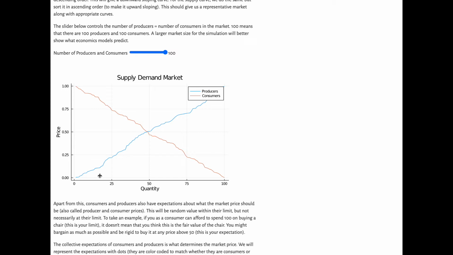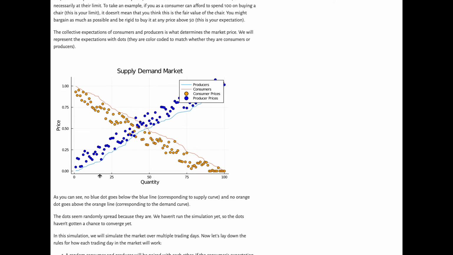So let's add the expectation or your prices into the simulation. So now you can see here that I've added the expectation and the prices. Right now these are again randomly generated, and you can see that every orange dot represents one consumer, and every blue dot represents one producer. The vertical axis is the price, and the horizontal axis doesn't have any significance. It's just individual dots.